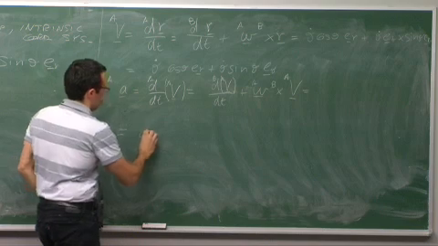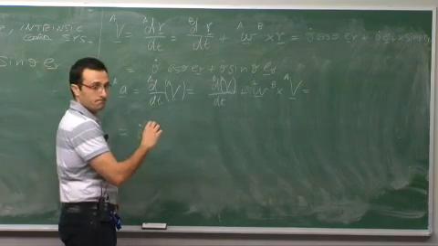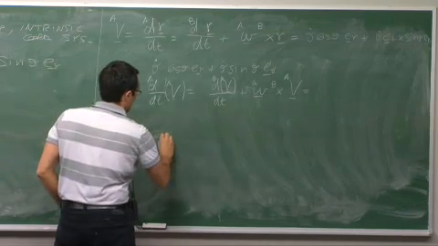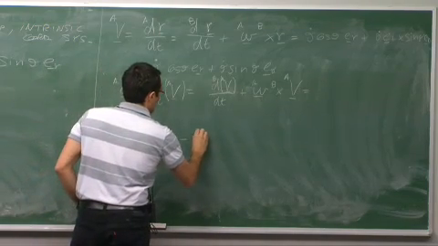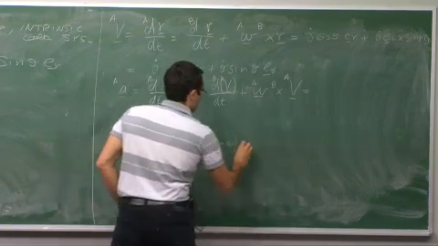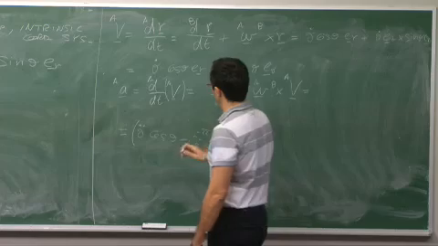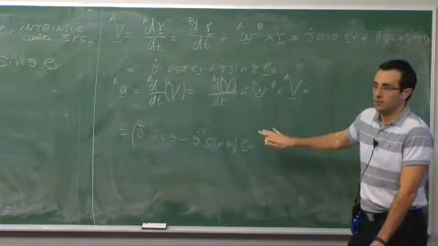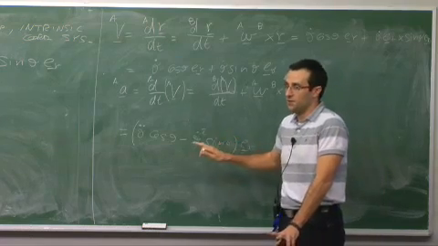Theta double dot. I need to take the derivative. Theta double dot cosine of theta minus theta dot squared sine of theta e r. Are these steps clear? I'm assuming that these derivatives are clear, right? Theta is a function of time here.